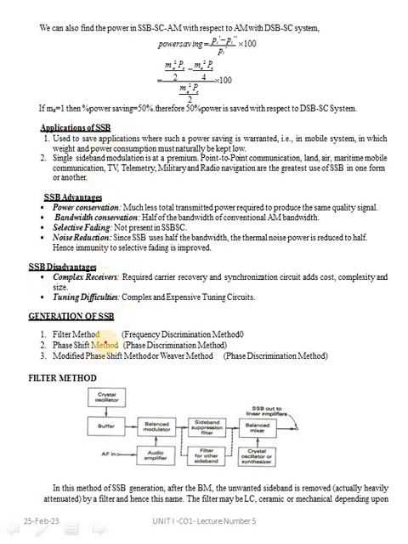Then, how to generate SSB. SSB can be generated by three different methods. One is the filter method, or we can call it the frequency discrimination method. The second method is the phase discrimination method. Under the phase discrimination method, we have two types: one is the phase shift method, and another is the modified phase shift method. First we will discuss frequency discrimination.